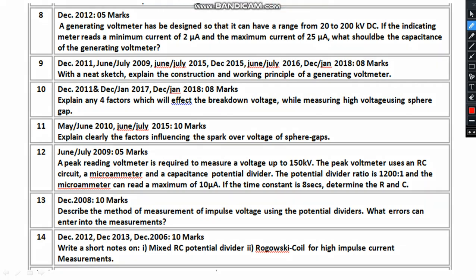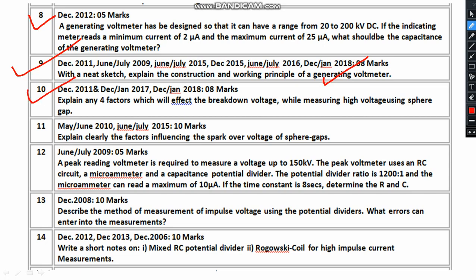Next is actually a repetition of the generating voltmeter. The problem had been repeated. Then next is the construction and working principle of the generating voltmeter. A neat diagram is required, and the mathematical expression: how you are going to measure high voltage. You have to mention that. If you can write a few derivations, that would be better. I have explained the derivation also.